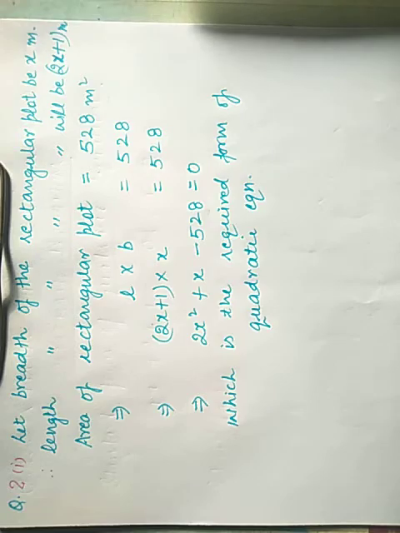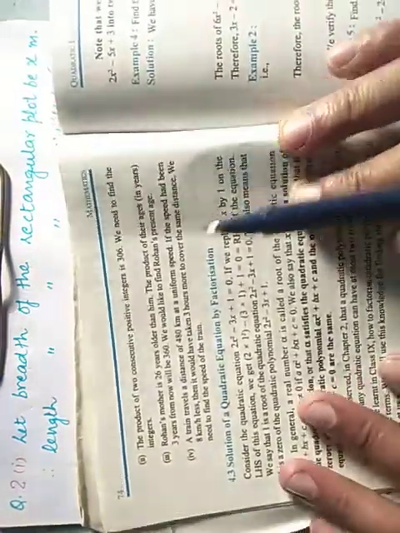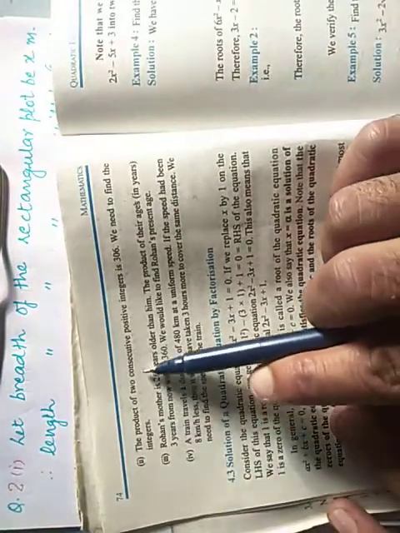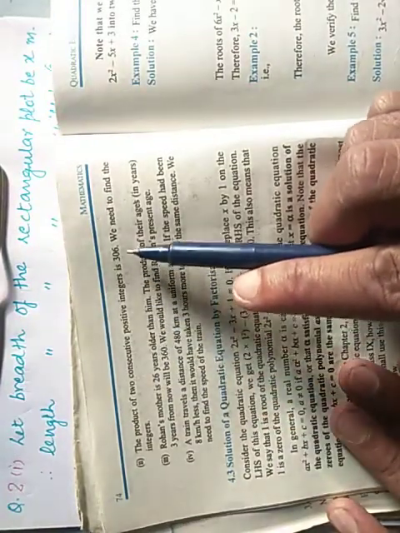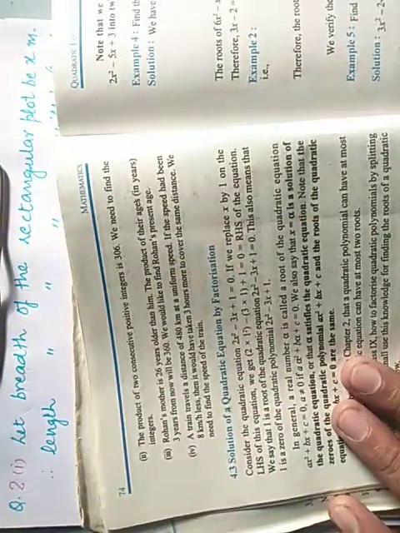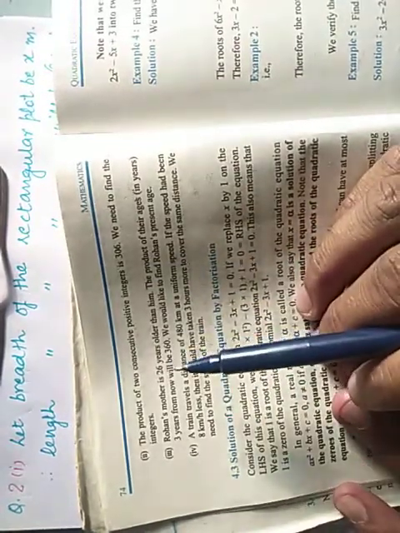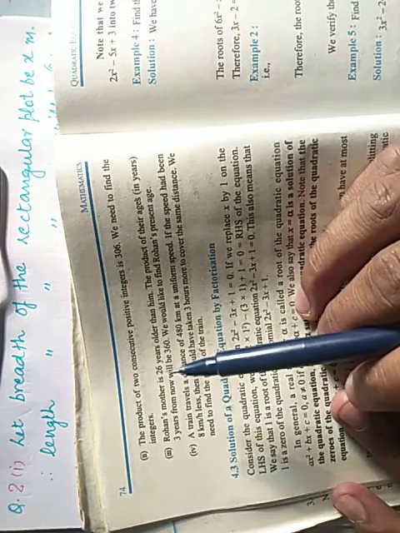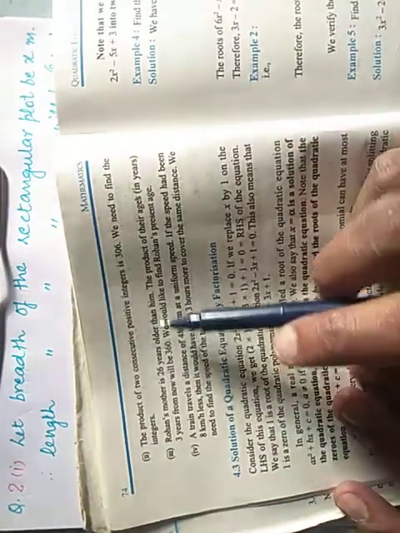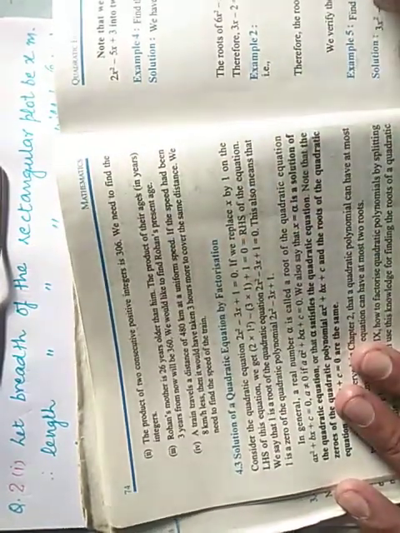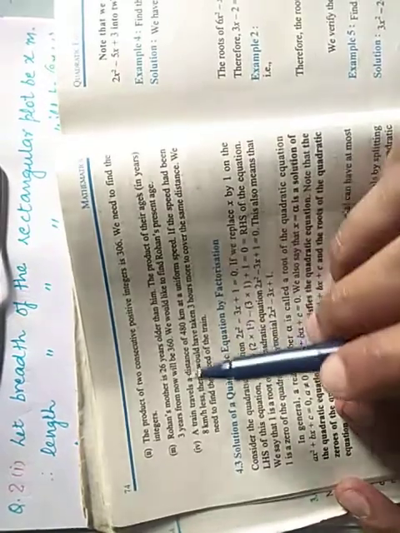we will do one more part of this question, as we have given here. The product of two consecutive positive integers is 306. We need to find the integers. So it is very simple. Consecutive integers means if first integer is x, then next will be x plus 1. So their product is given 306. You can easily do this question by yourself.